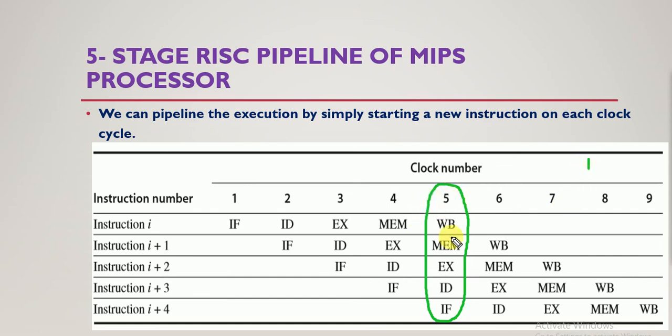So on average, if you have some thousands of instructions available, it will take 4 clock cycles for the initial period, and from the 5th clock cycle onwards, it will take only 1 clock cycle to complete an entire instruction.